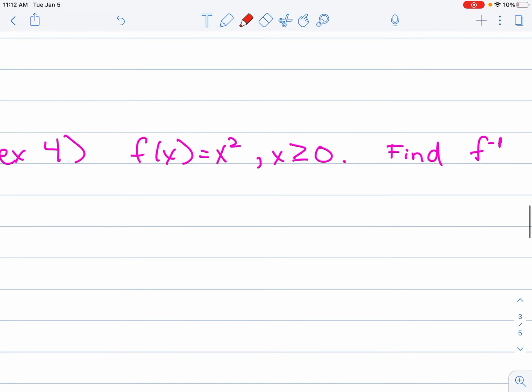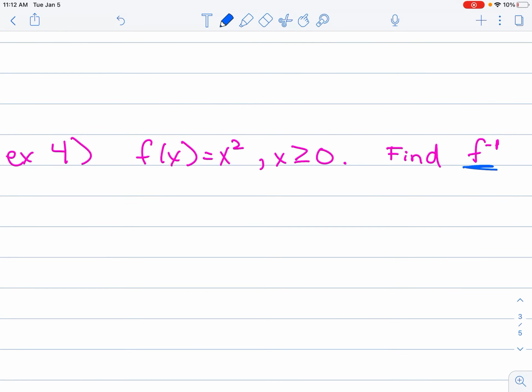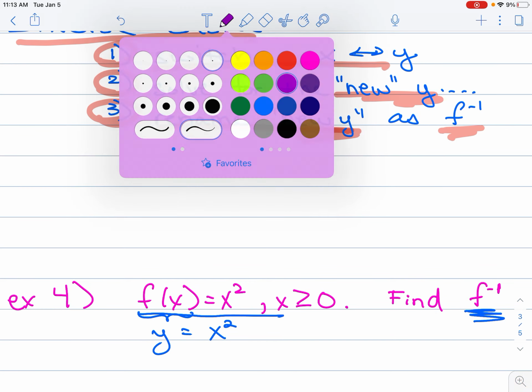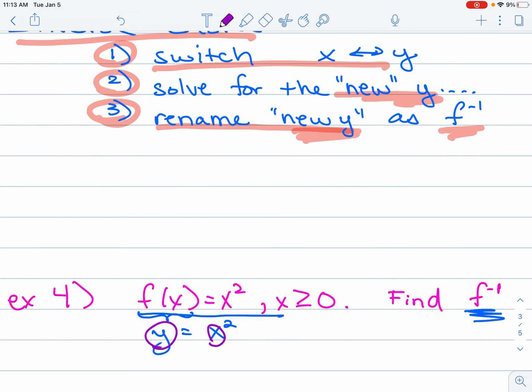So let's look at this one. If I was going to find the inverse f given this, I'm going to use my steps. So first we're going to switch. Remember, f of x is another way of saying y. So I'm going to write that first. Now I'm going to switch the x and the y. So I'm going to rewrite this as x equals y squared.